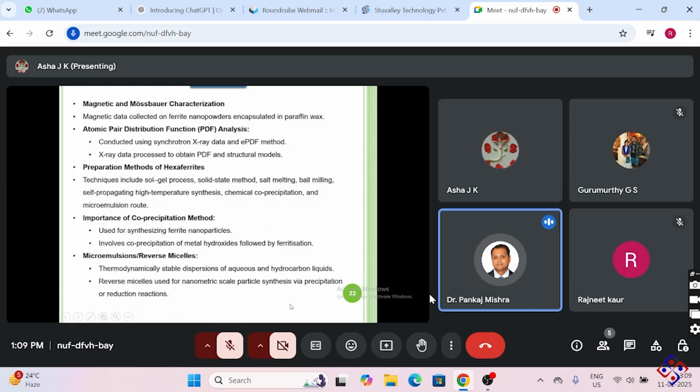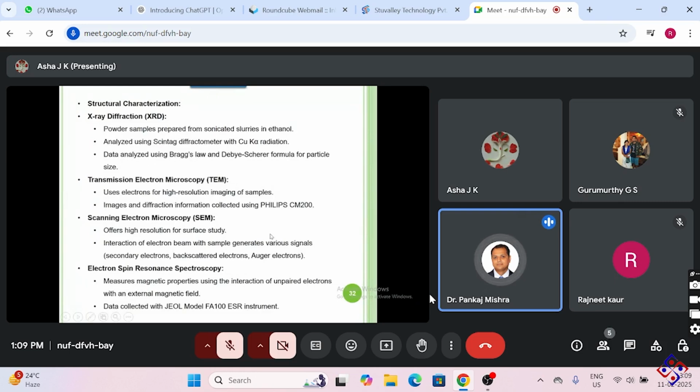These are the Hitachi, the Philips, and the JEOL model. These are the machine or equipment names that you have to search on the internet, to find out what exactly these models are and other details of these things.